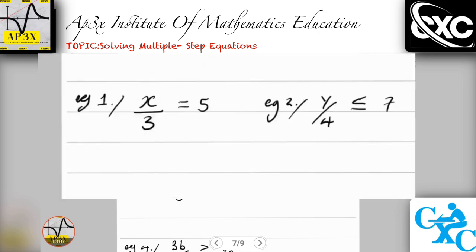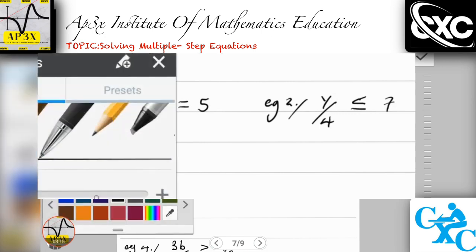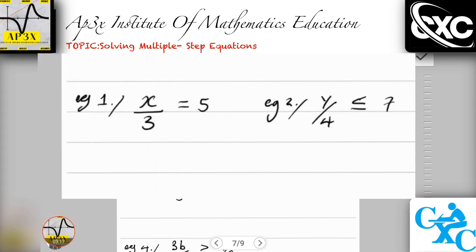So here what we're looking at is example number 1, where we have x over 3 is equal to 5. So how do we actually solve this equation? There's actually 2 ways to do this. One is, of course, my personal preference, and the other one can be used at your own preference as well.